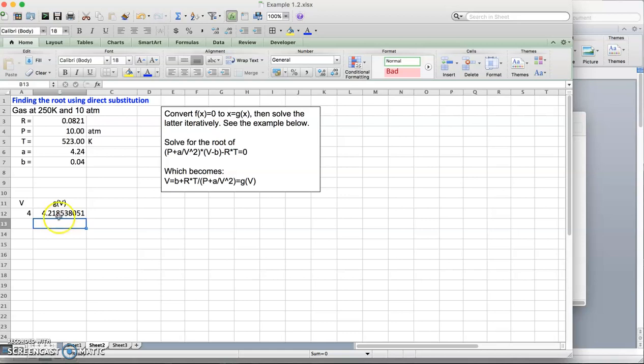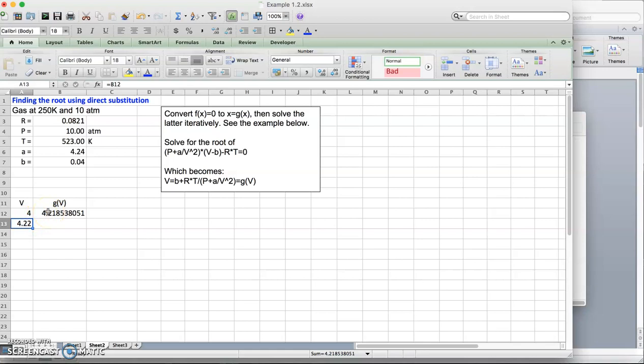Next, our next value for V would be exactly the previous value for G of V. So I start here with equals, and then I'm going to have this cell exactly equal to that cell. I'm going to click on this cell, and then enter. So this cell now is going to be identical to this cell.